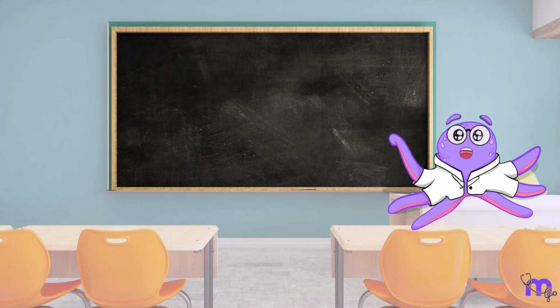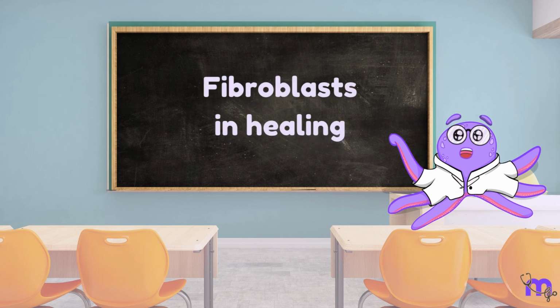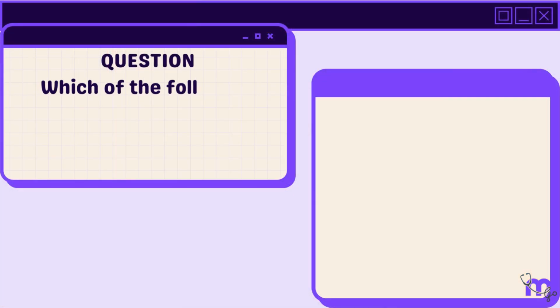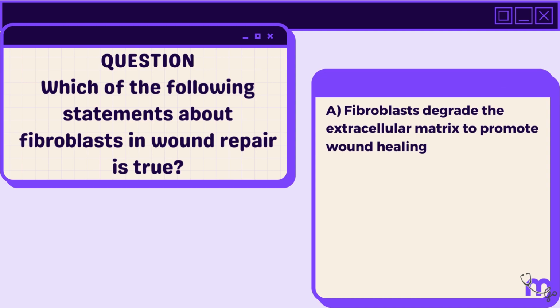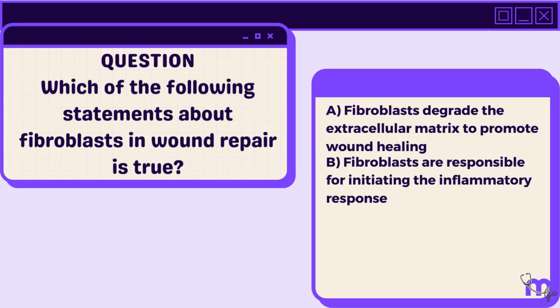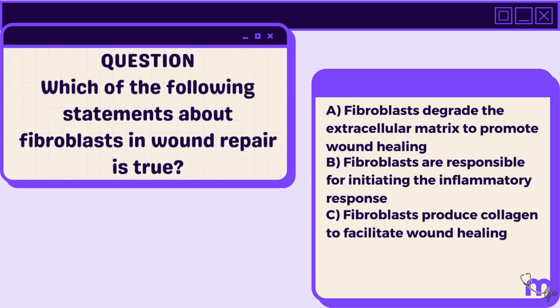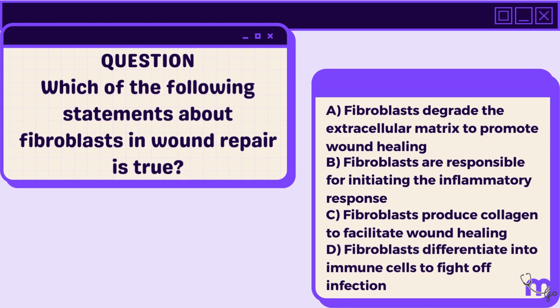Here's another one that will help you learn about the role of fibroblasts in healing. Which of the following statements about fibroblasts in wound repair is true? A. Fibroblasts degrade the extracellular matrix to promote wound healing. B. Fibroblasts are responsible for initiating the inflammatory response. C. Fibroblasts produce collagen to facilitate wound healing. D. Fibroblasts differentiate into immune cells to fight off infection.